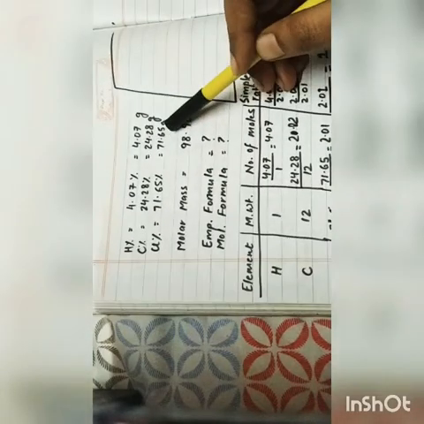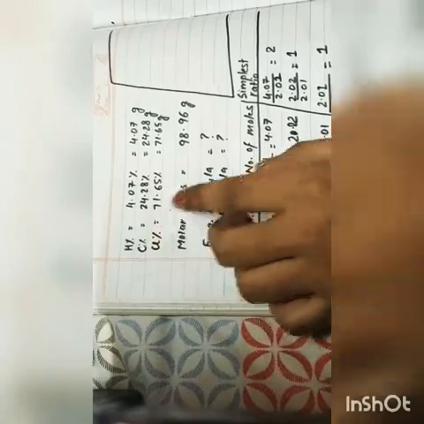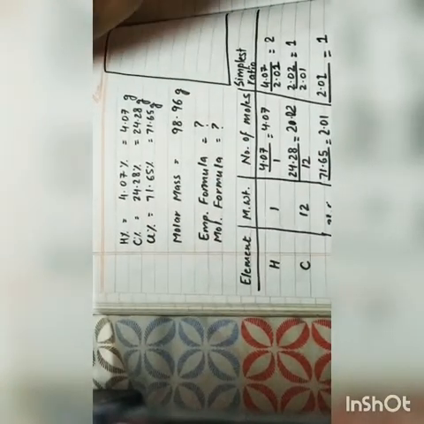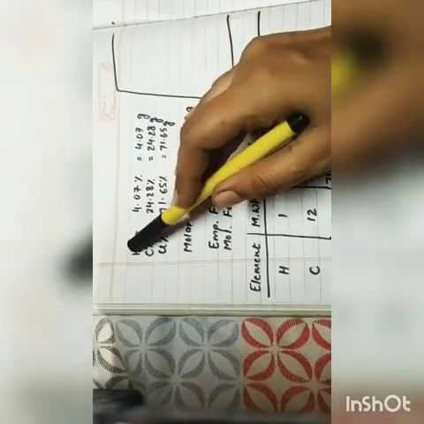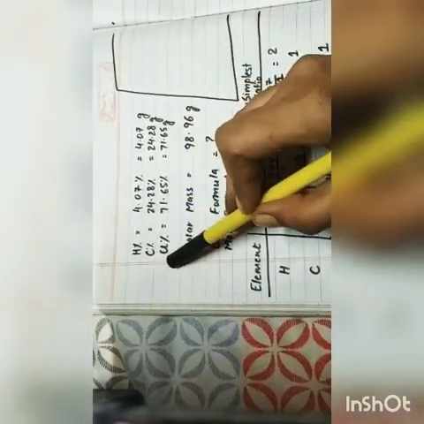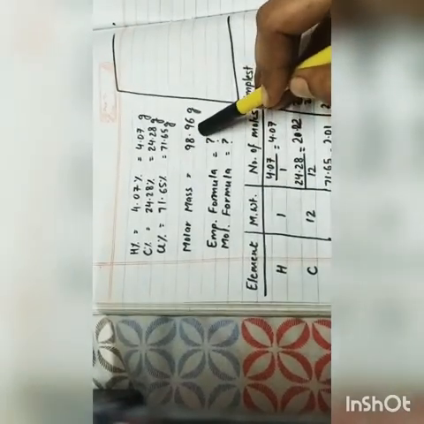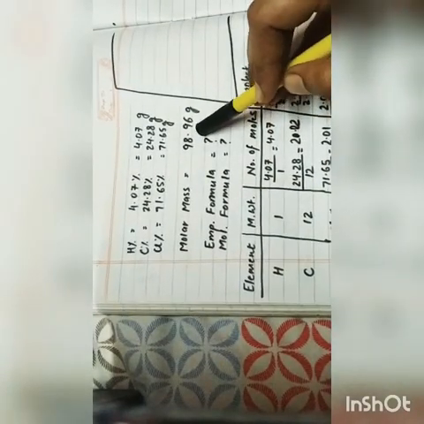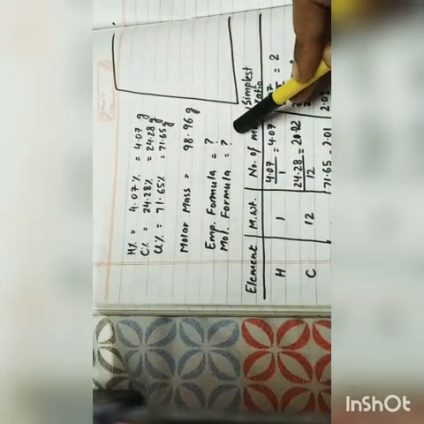Take an example for the calculation of empirical formula. Here, the question is given from your NCERT book: a compound contains 4.07% of hydrogen, carbon percent, chlorine percent, and the molar mass is given, that is 98.96 gram. You have to calculate the empirical formula and molecular formula. So let's start the topic.